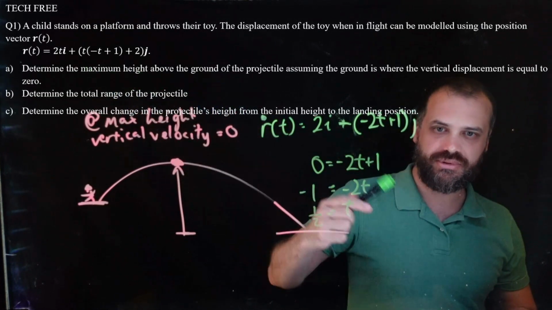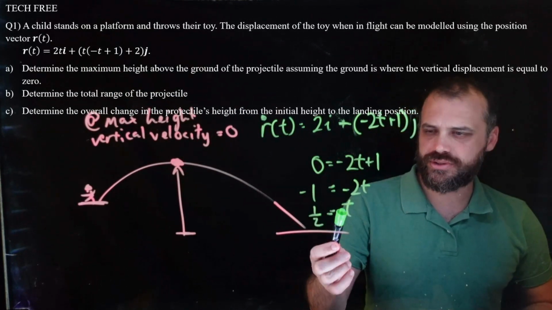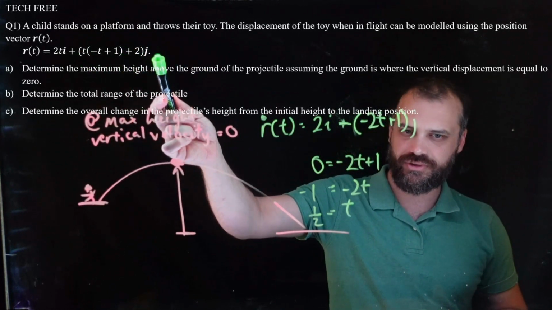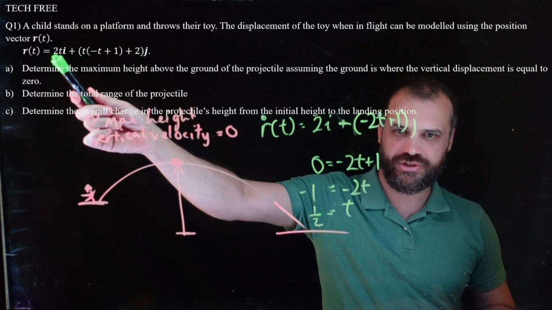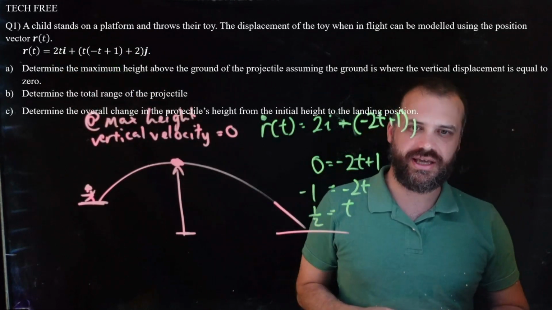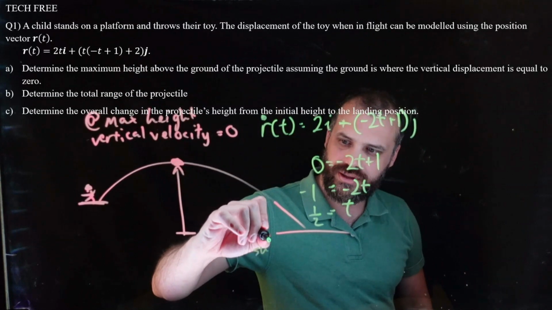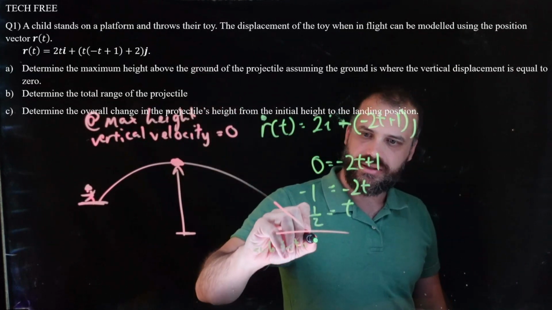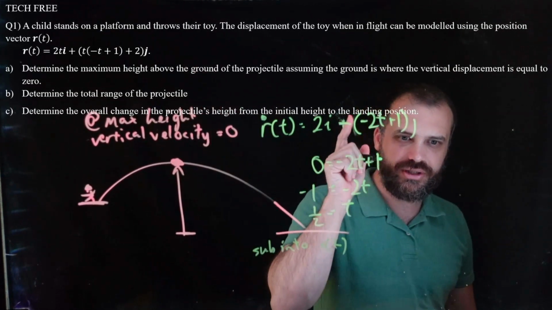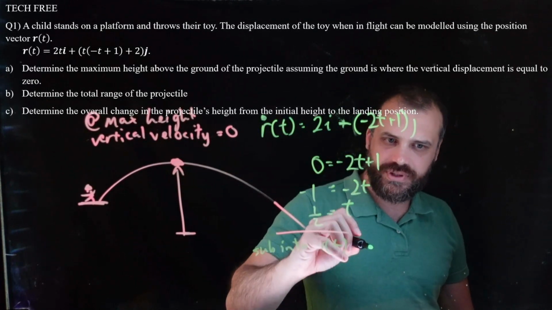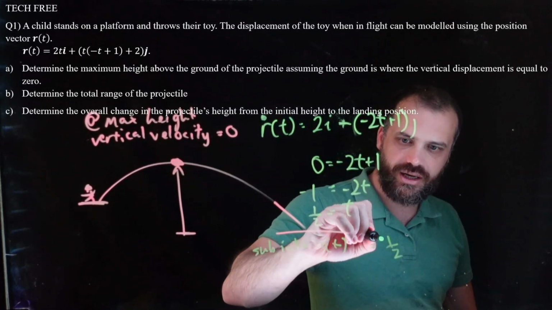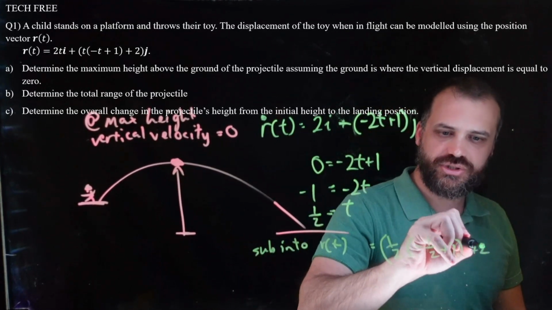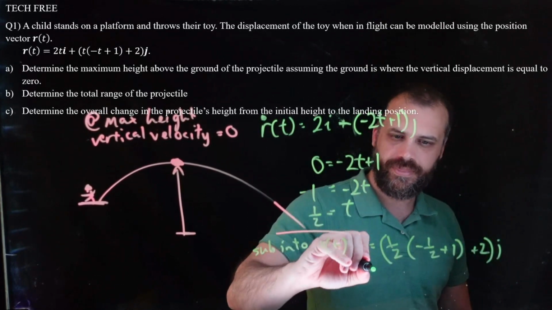All right, it says determine the maximum height. Well, that's a little bit annoying because now we need to sub this t into our original equation, into this portion of our original equation, right? Because we don't care how far across it's gone, we just care what the height is at that time. So sub in to the j component, with respect to t, but only the j part. We don't care about the rest. It's going to be equal to 1/2 bracket negative 1/2 plus 1 plus 2 j.